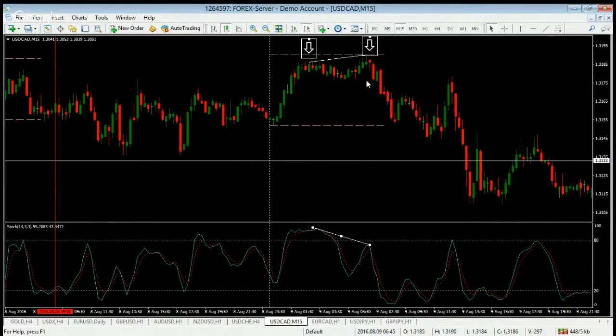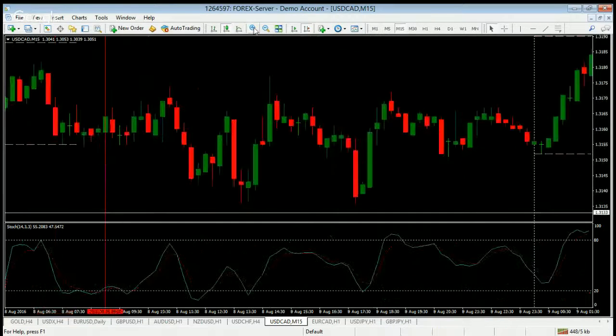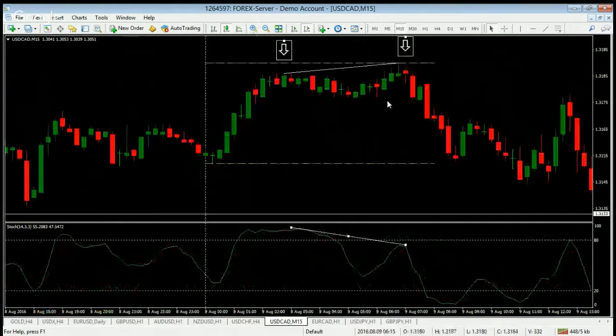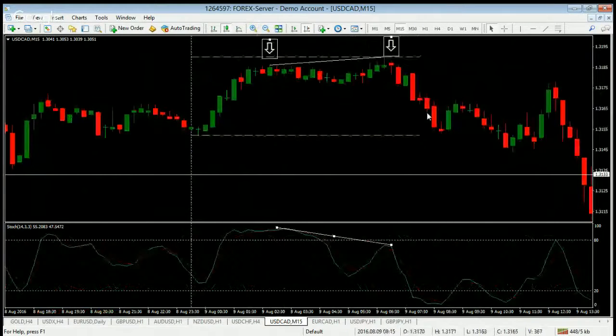This is another way to wait for a confirmation. Another entry is you can wait for it to cross. Personally, I don't look at the indicator for it. I look at price. You can wait for a swing, the swing high.